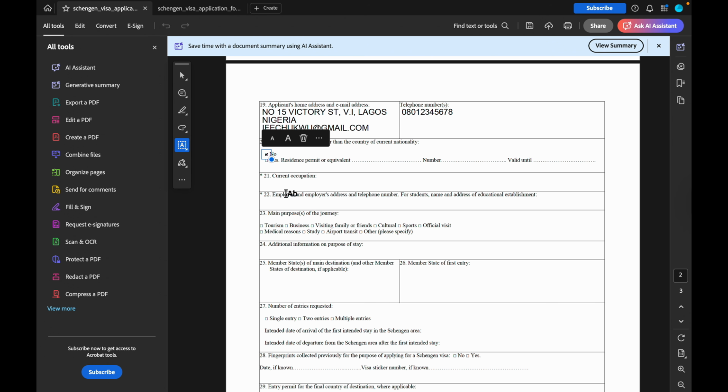Go back to the checkbox. Current occupation: study abroad consultant. Let's just use that. Employer: 360 Travel and Tours. Main purpose of your journey is tourism, so we check the box here as tourism.